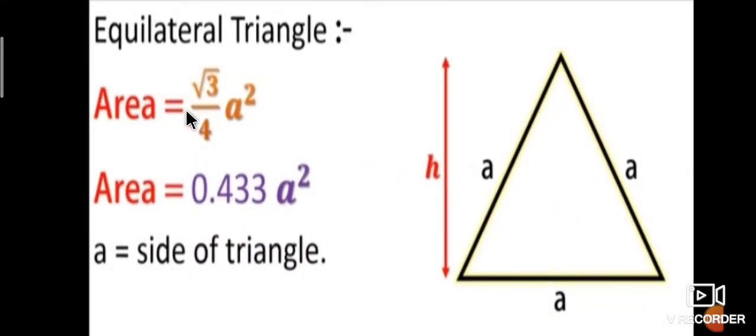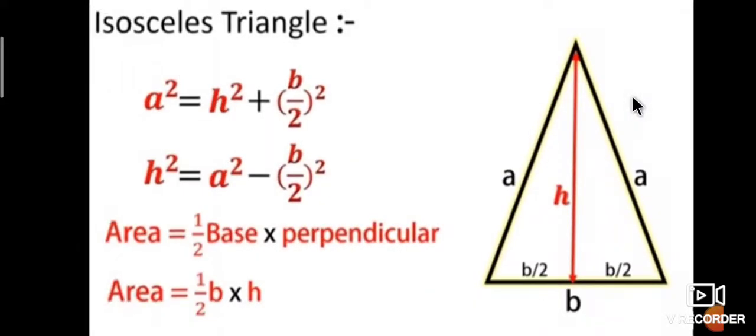Next one is the area of an equilateral triangle. In an equilateral triangle, all three sides are equal. The area is equal to root 3 by 4 a square, where a is the side of the triangle. Therefore, area is equal to 0.433 a square. That is the area of an equilateral triangle.